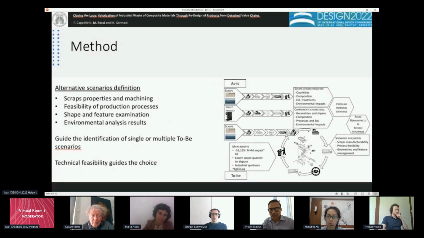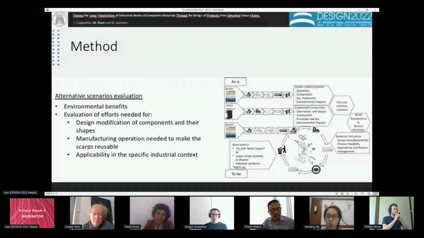At this stage, the evaluation of alternative circular scenarios can start. A to-be scenario foresees the identification of one or more circular strategies to apply for the specific situation. Technical feasibility guides the choice.